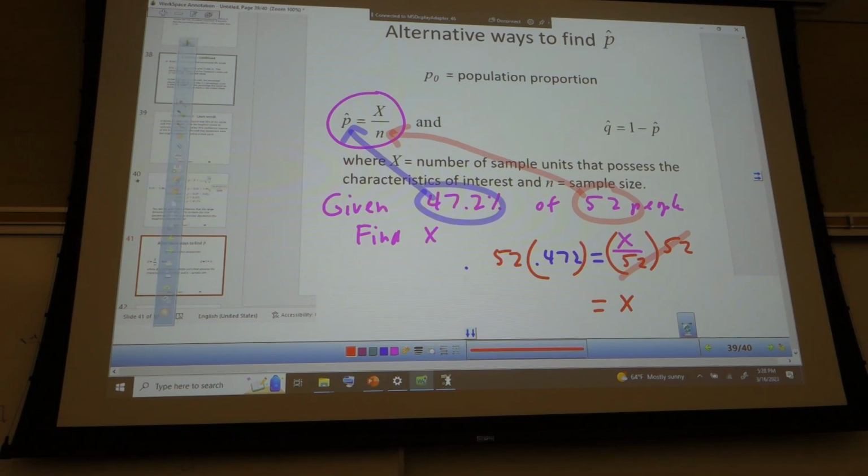I should have checked my numbers first. 52 times 0.472. See how lucky I get. Oh, that's horrible. Let's make it 53 people. Okay, so I'm going to change it to 53 people. There we go.